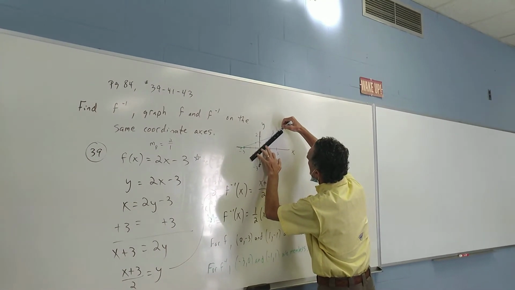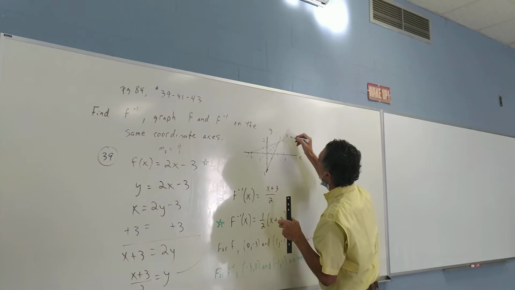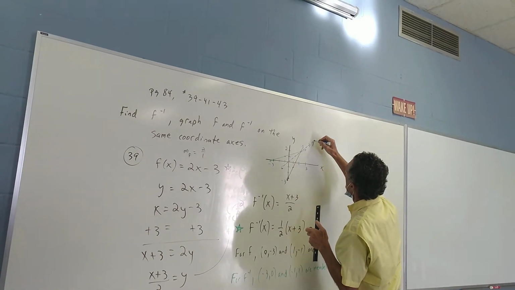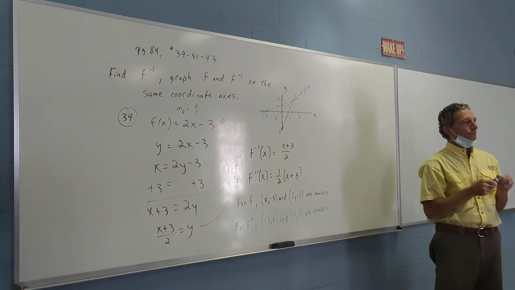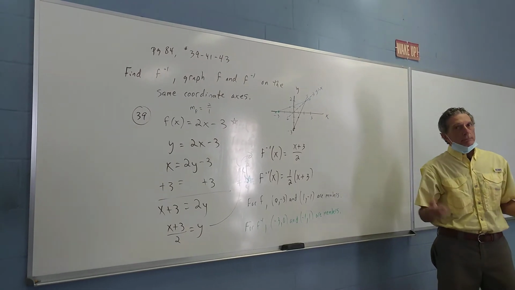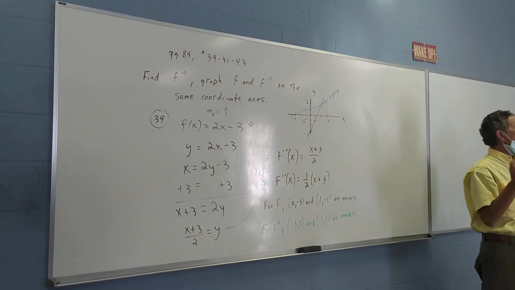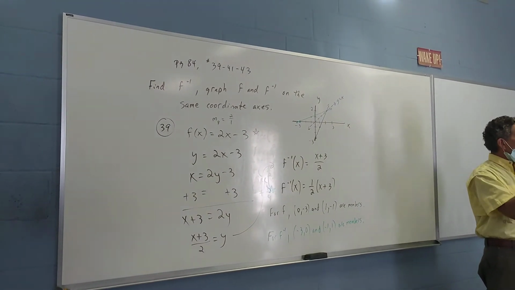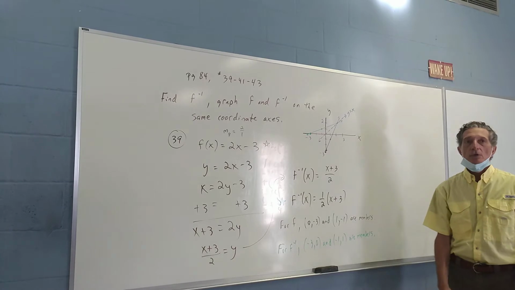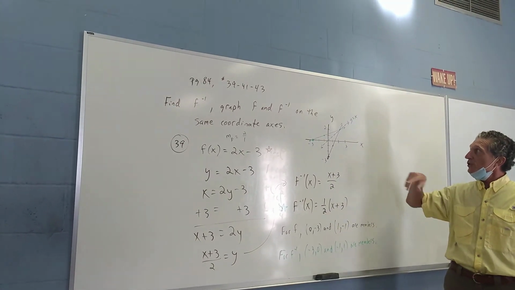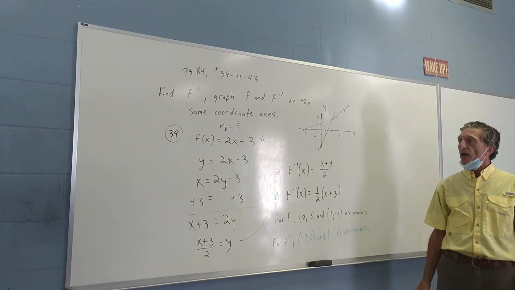All functions and their inverses mirror one another in the line y = x. They mirror each other. Kind of like standing over a crystal clear body of water and seeing your reflection. That's what they do. They see each other symmetric in the line y = x. So the green is the inverse, the black is the original function, y = x is the line of symmetry for the two graphs graphed simultaneously.